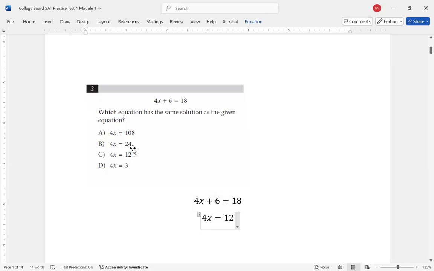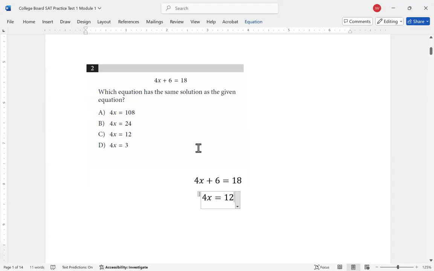And those are my options here. Always in all of these options, we have 4x on the left-hand side. So here it's pretty clear that the answer is C. 4x is equal to 12 is the equation that is equivalent to the given equation. So equivalent means has the same solution.